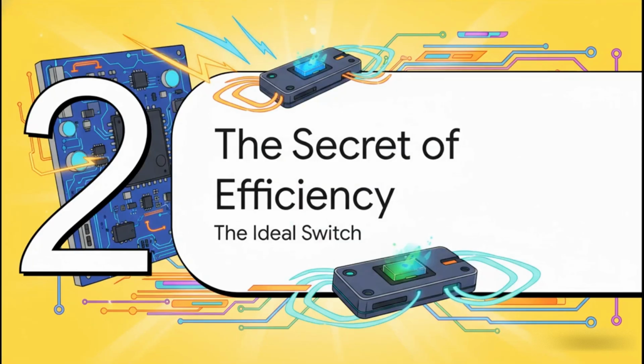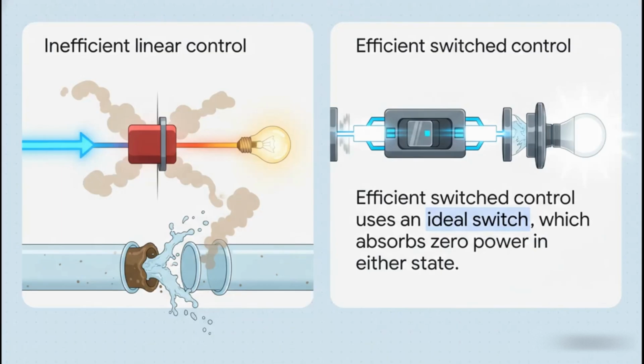Okay, Section 2. This is where we get to the real secret sauce of power electronics, the core idea that makes everything else possible. It's a relentless, obsessive focus on efficiency. How do you manage huge amounts of power without just burning it all up as heat? So, back in the day, if you wanted to lower a voltage, you basically just used a resistor to burn off the extra energy as heat. It worked, but it was incredibly wasteful. Imagine trying to control a fire hose by just putting your hand over the nozzle partway. You're fighting the flow, you're wasting all that pressure.